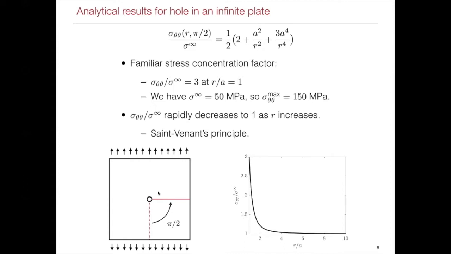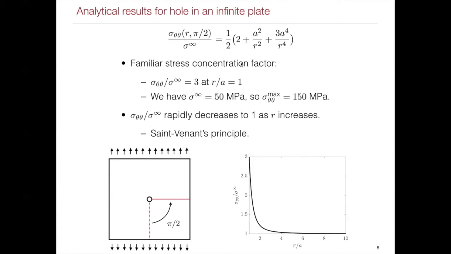Here in the diagram, you can see the far field applied stress is vertical, and the ligament of the plate that we're going to be looking at the stress distributions along is inclined at this angle of pi over 2 to that vertical direction of loading. And we come up with this expression, which you can see derived in the textbook, for sigma theta theta normalized by sigma infinity. So that's a stress concentration factor, and it's a function of a, the radius of the hole, and r, your radial distance from the hole.